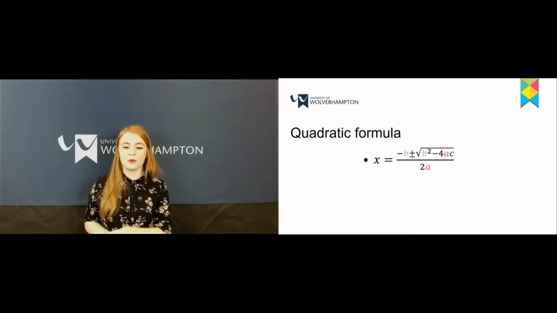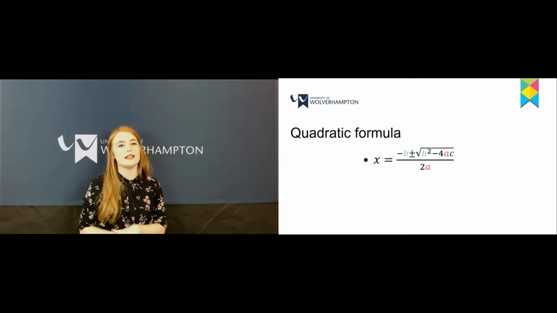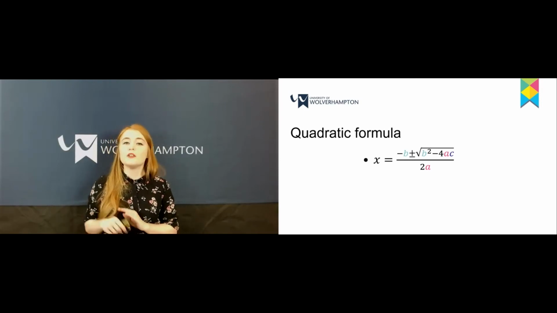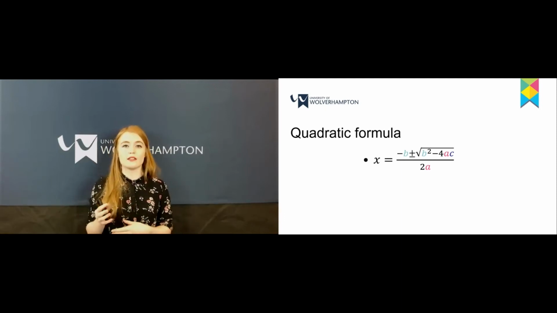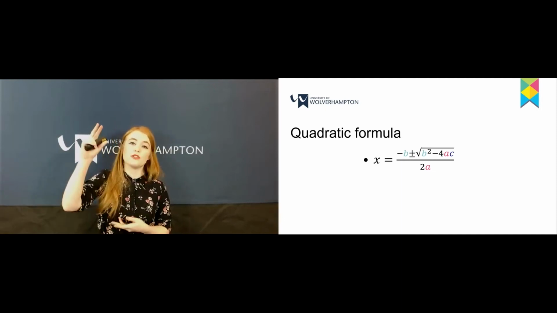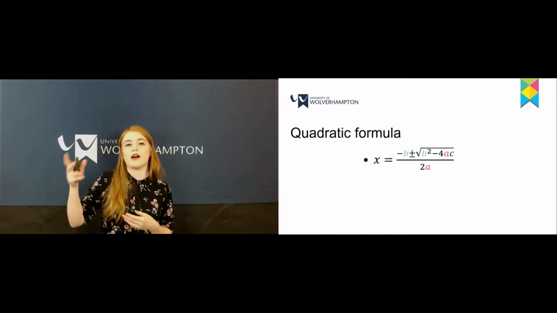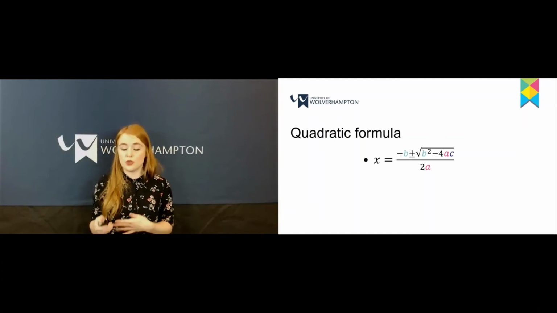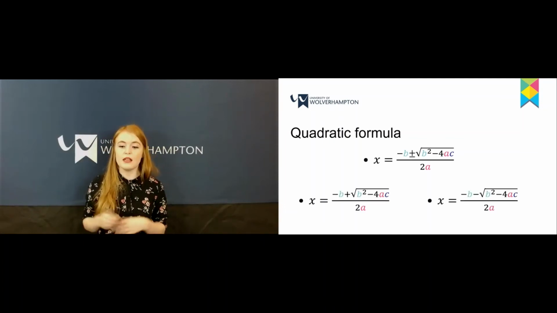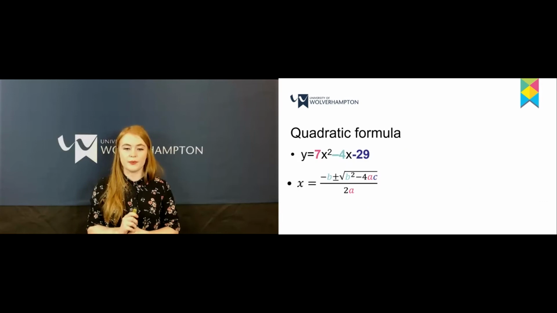So x equals minus b plus or minus the square root of b squared minus 4ac, over 2a. The little plus minus sign there means that there are two different possibilities for answers. You could have the plus b squared minus 4ac, or you could have the minus one. So whenever we solve a quadratic, we always get two answers, and that's illustrated there.